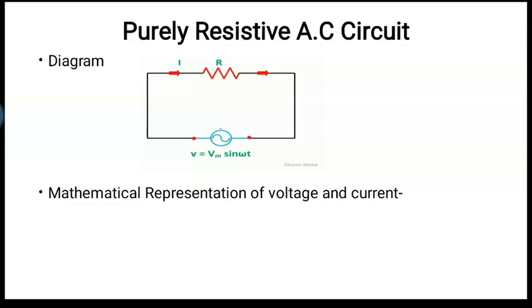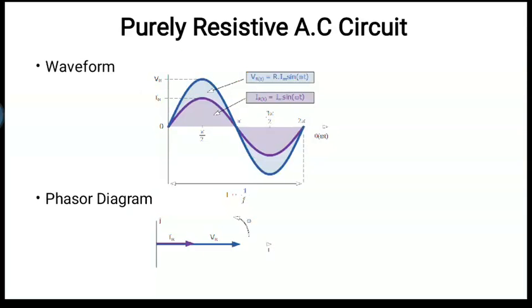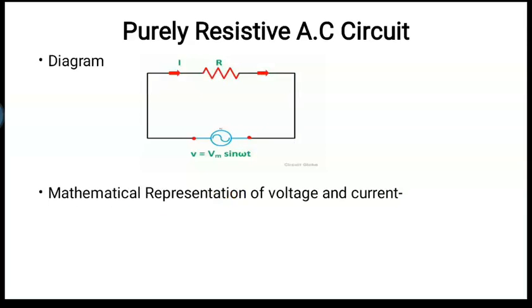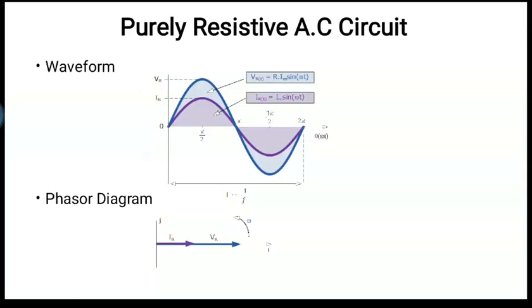So what is the mathematical representation? I hope you remember that formula V is equal to Vm sin omega t. So same here, you can see in the diagram waveform. I have not written the representation, but while you are making the notes, you have to write the equation. The equation is nothing but here. Okay, so you can see here. Just remember one thing.